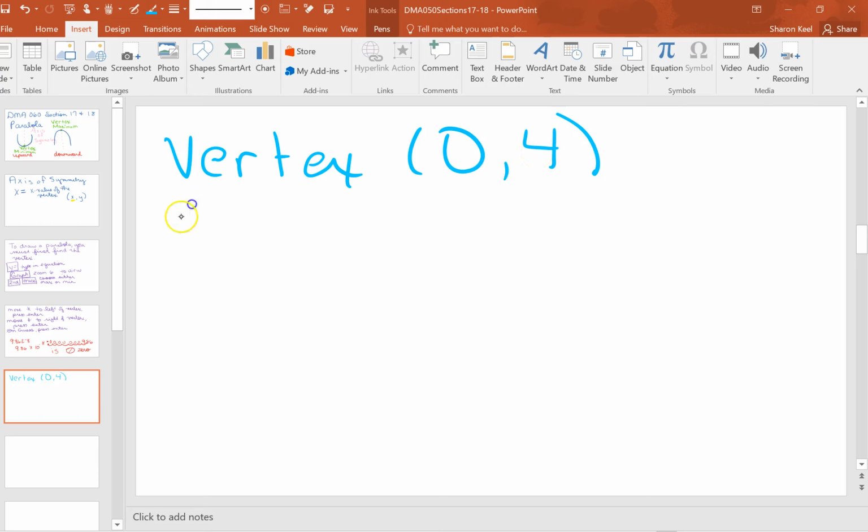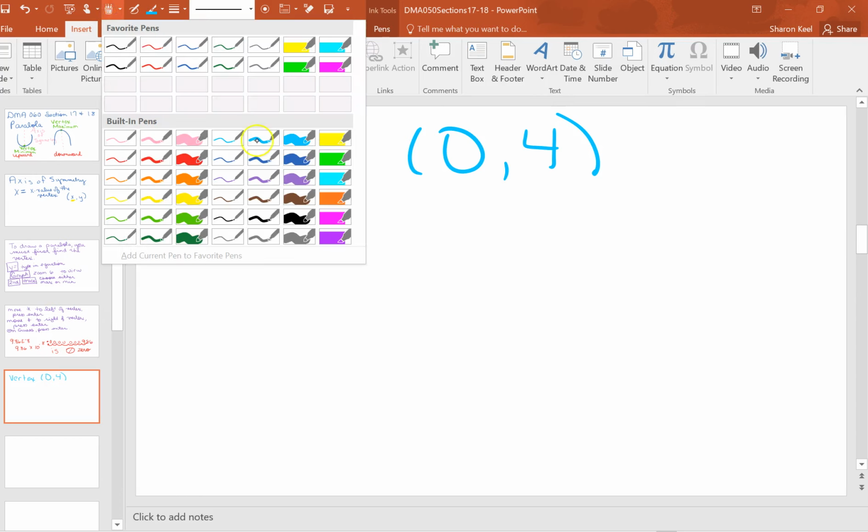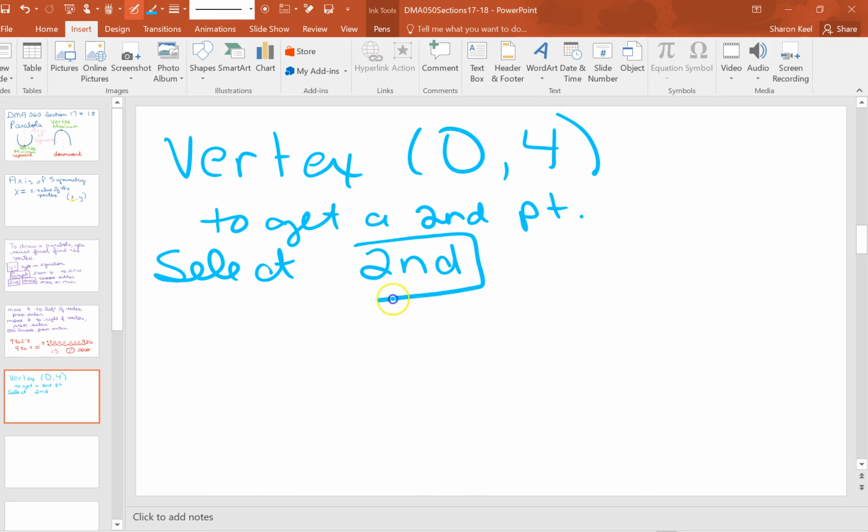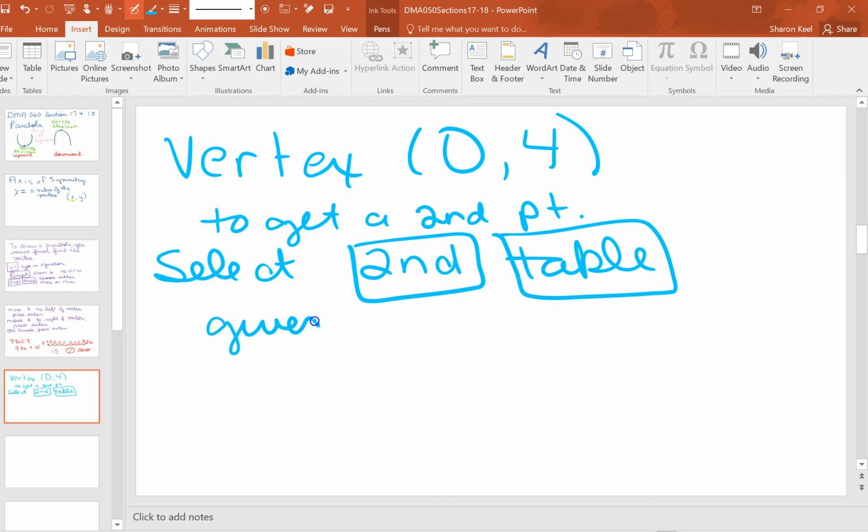To get a second point, what I did was select the button second, and then I chose table, which is written just above the graph button. Second table gives you ordered pairs, and you can choose from any of those ordered pairs.